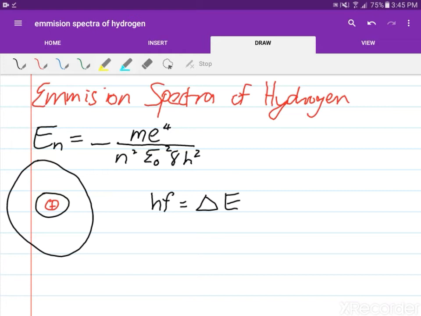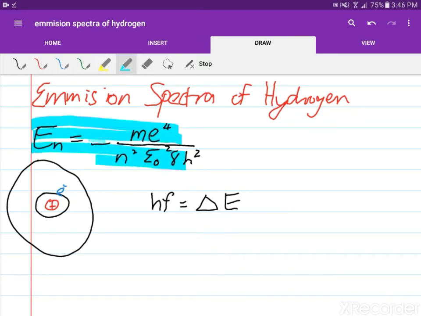So we have discussed Bohr's planetary model of the hydrogen atom, wherein the electron can only exist within permitted orbits. And we also know that the electron can only have quantized values of energies depending on the integer n.